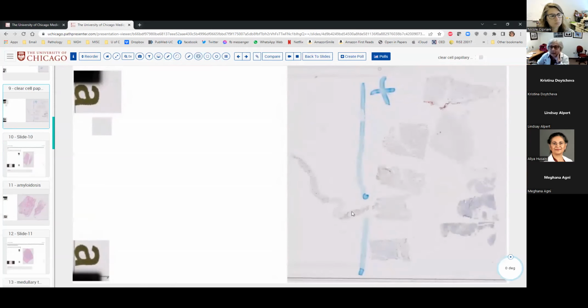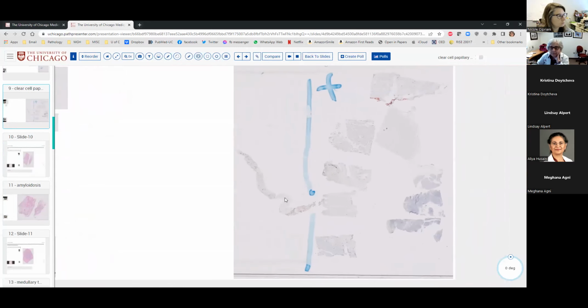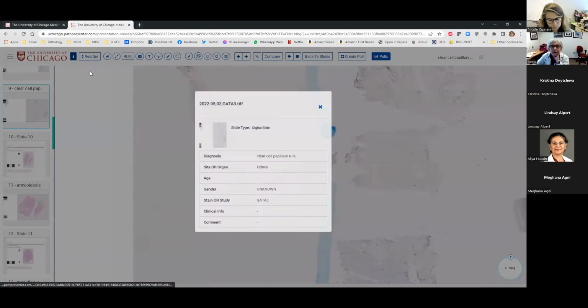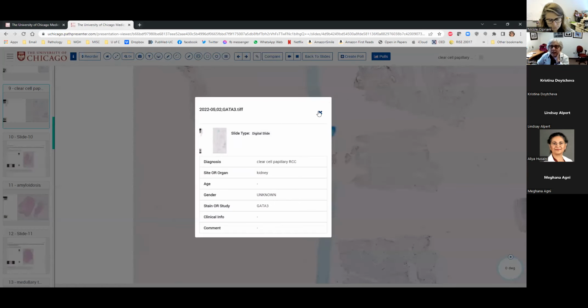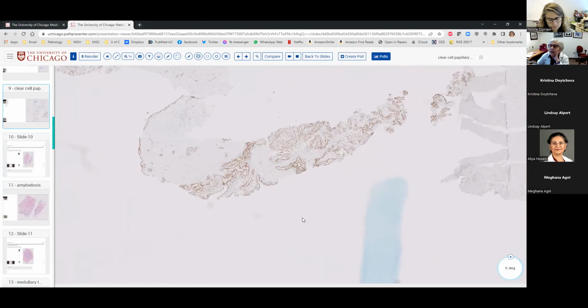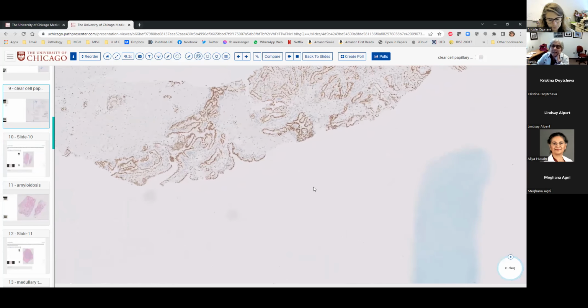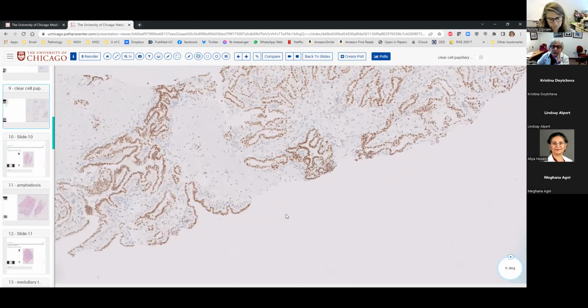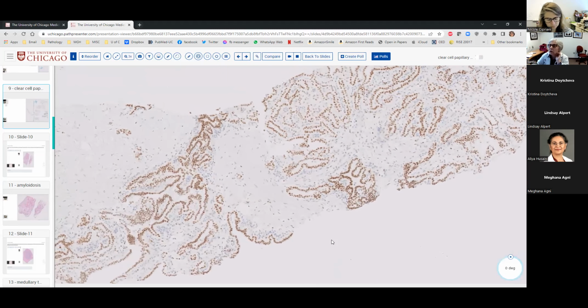And it looks like I have one more stain. I think I remember what it is. This stain is GATA3. 75% of clear cell papillary RCCs are positive for GATA3. And in here you can see it's a beautiful nuclear stain, GATA3.